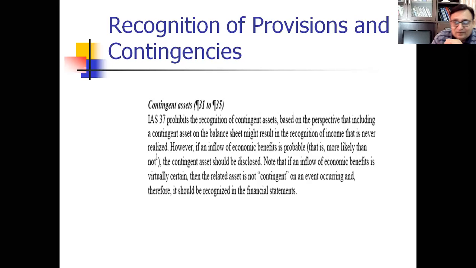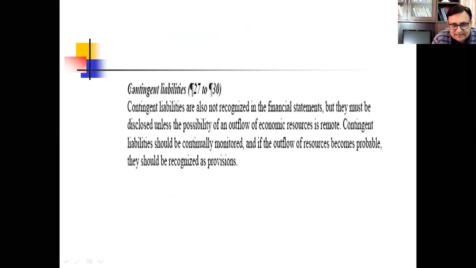If the economic benefit in future is uncertain, then it is a contingent asset, and it should be recognized only when it actually occurs. If it is certain that some economic benefit is going to be there, and there is no uncertainty, then it should be recognized as an asset. If there is uncertainty, then it is a contingent asset. A contingent asset should not be recognized in the financial statements, but it can be explained in the notes to the accounts. So this is regarding contingent assets.